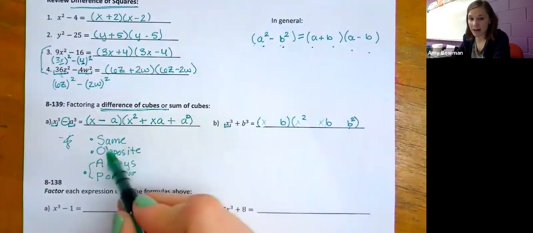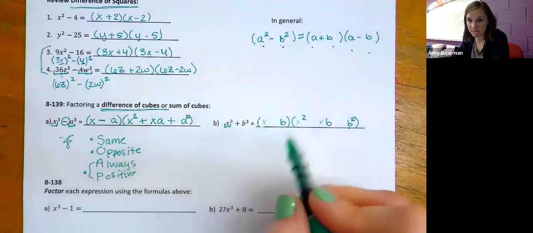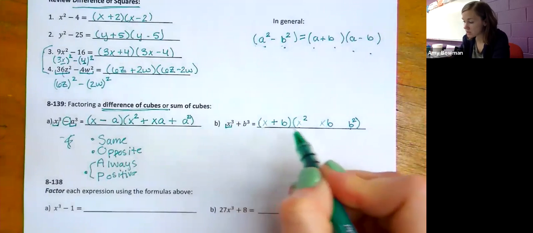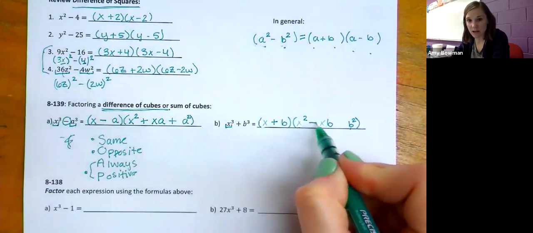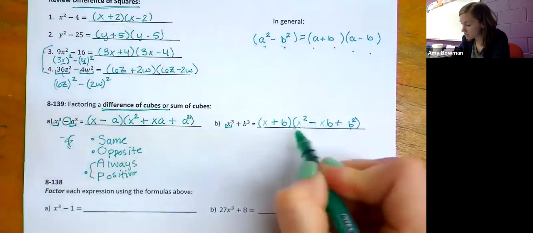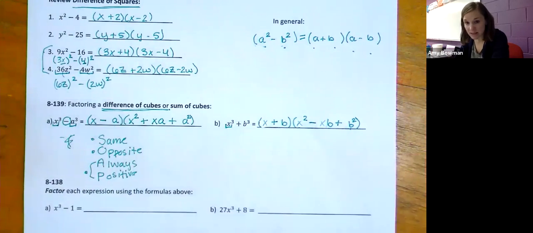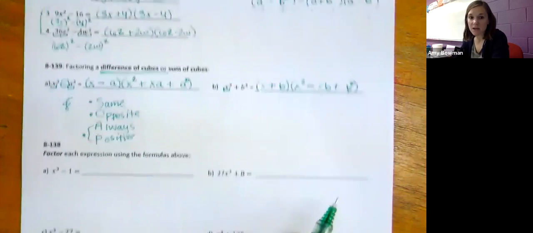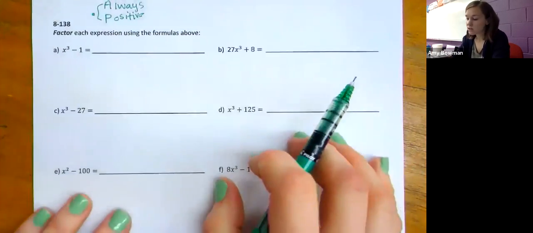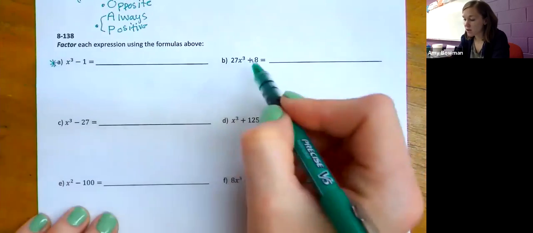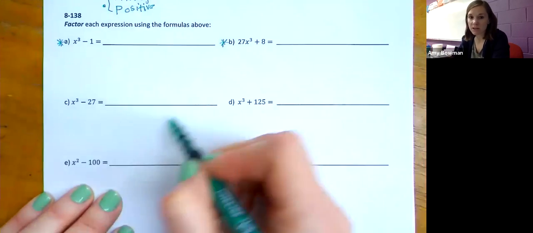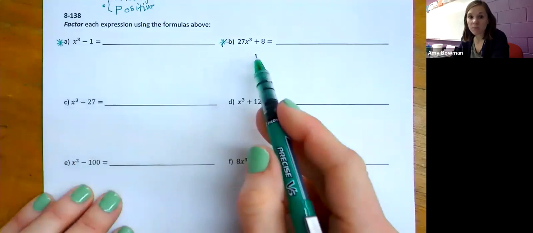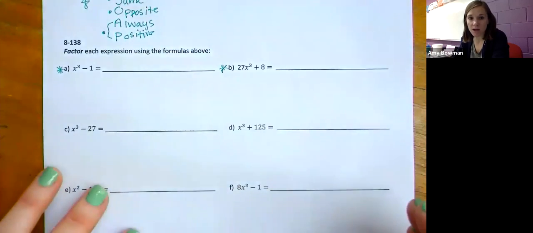Okay, and then I go back to the SOAP acronym. My first operation is the same as whatever I'm factoring, so that's going to be addition. The second one is opposite, and the last one is always positive. So that's it. It's just a matter of memorizing and practicing this formula. I'm going to walk through just these two with you, and then I'm going to end the video, and I want you to complete these four before submitting. So I'm going to do these two with you, and then see how you do on the rest.